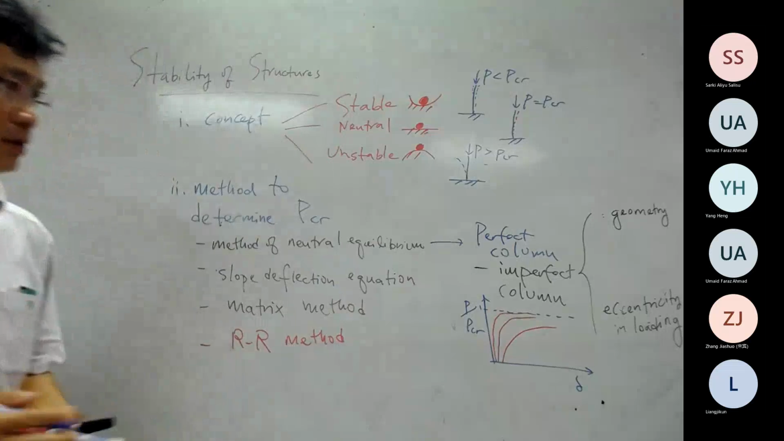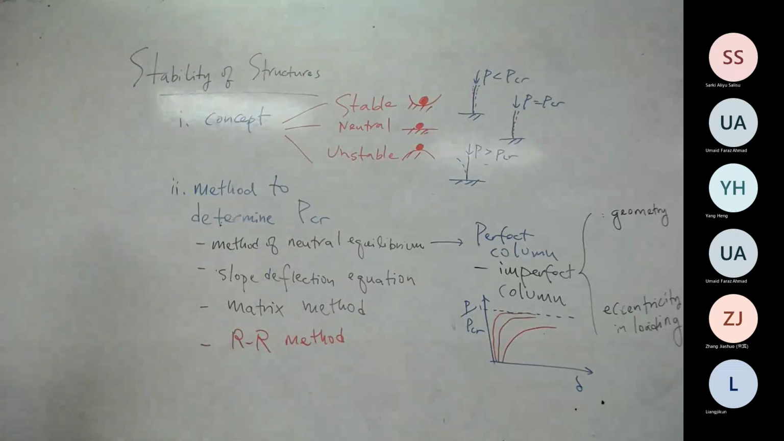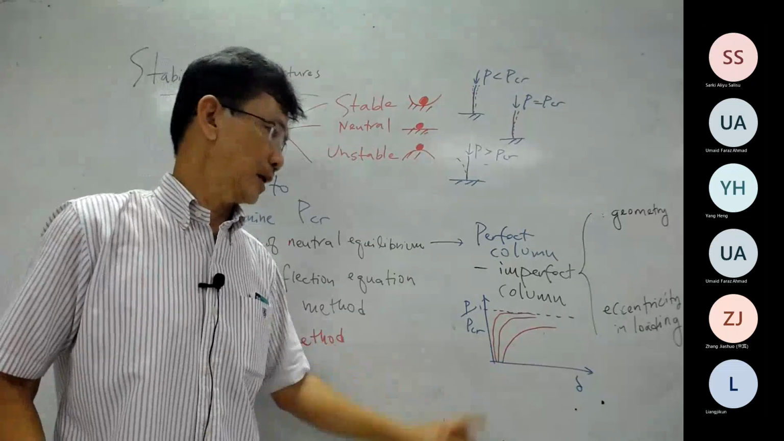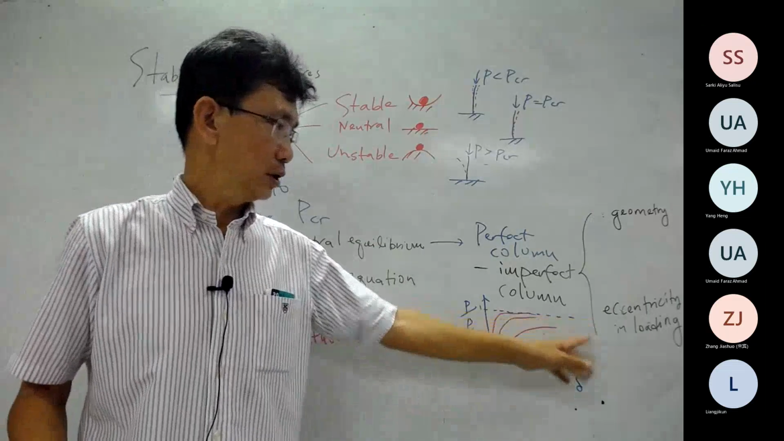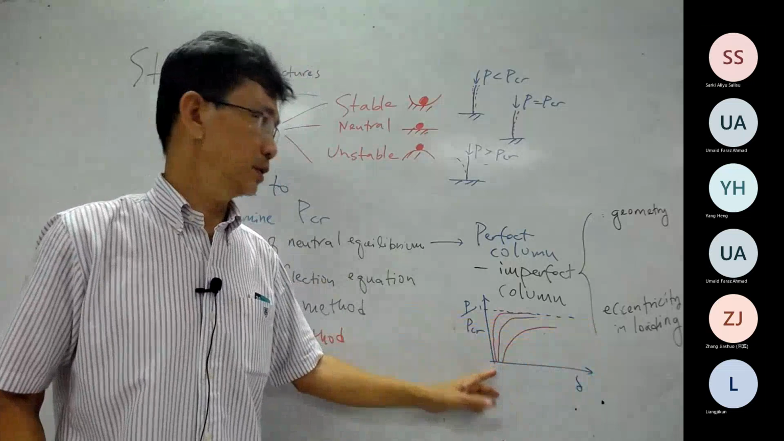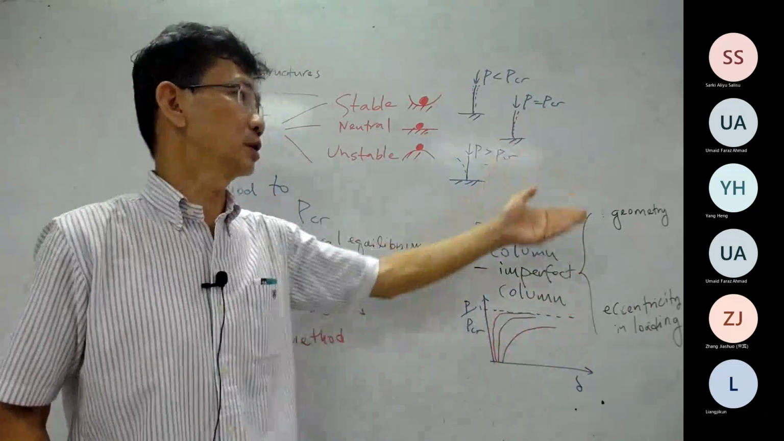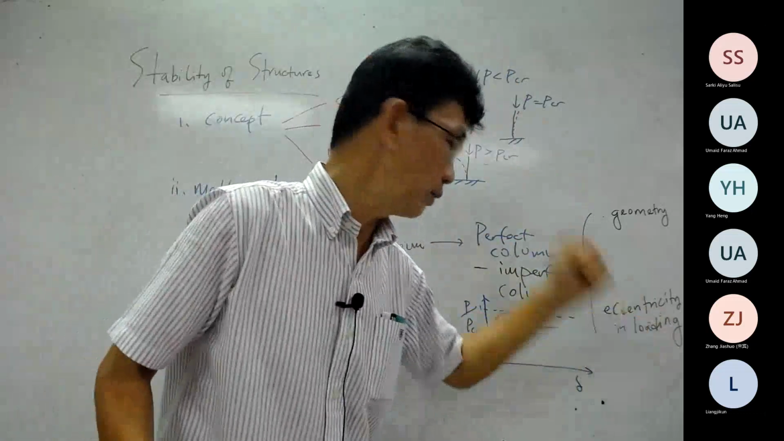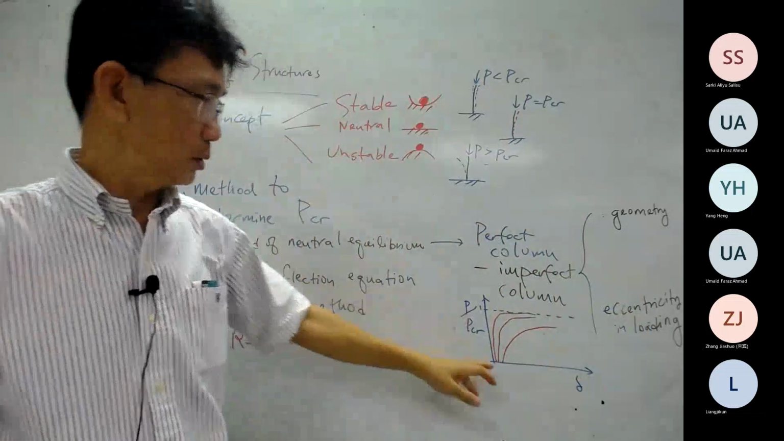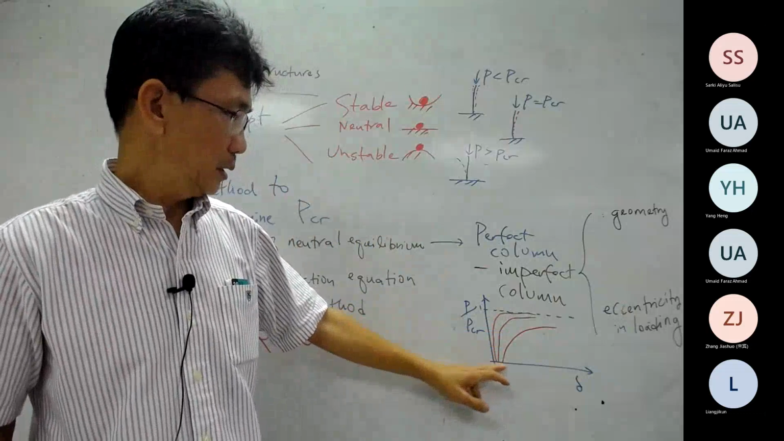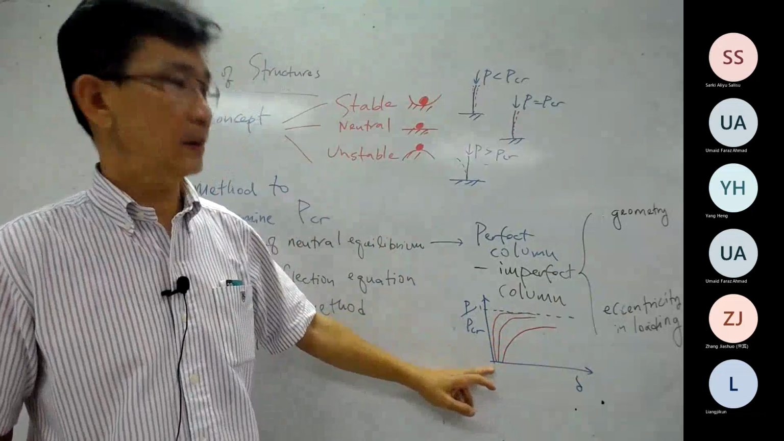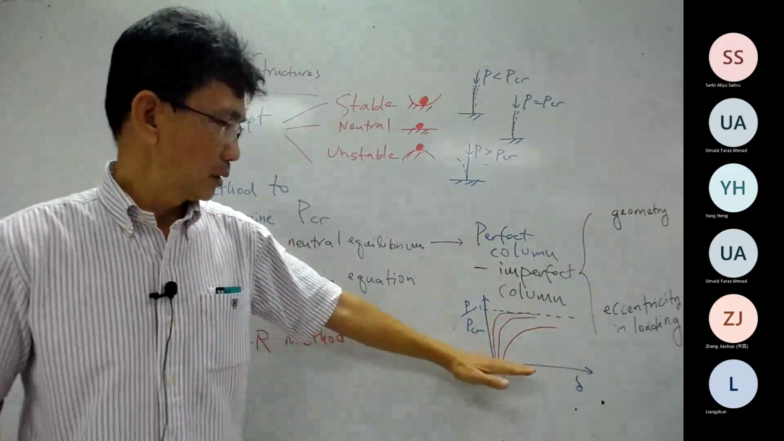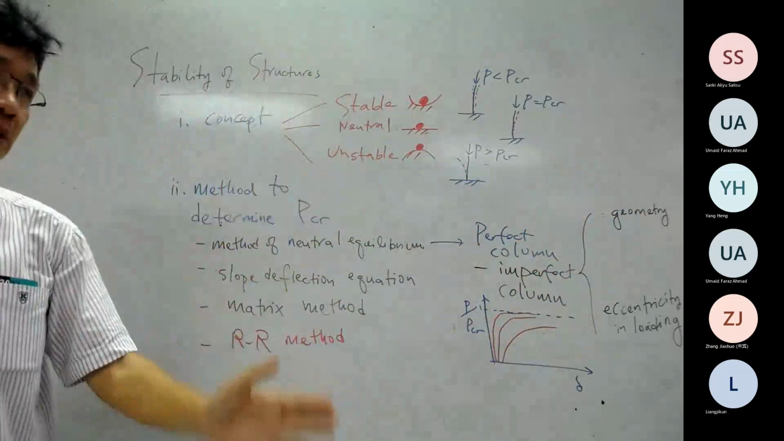And for eccentricity in loading, you get very similar types of curve. Except for eccentricity in loading, the curves start from zero because there is no initial crookedness, because the column is straight, but you only have eccentricity in loading. So similar curve, but the curve starts from zero. This one does not start from zero because in the beginning, when there is no load, the column is already bent.